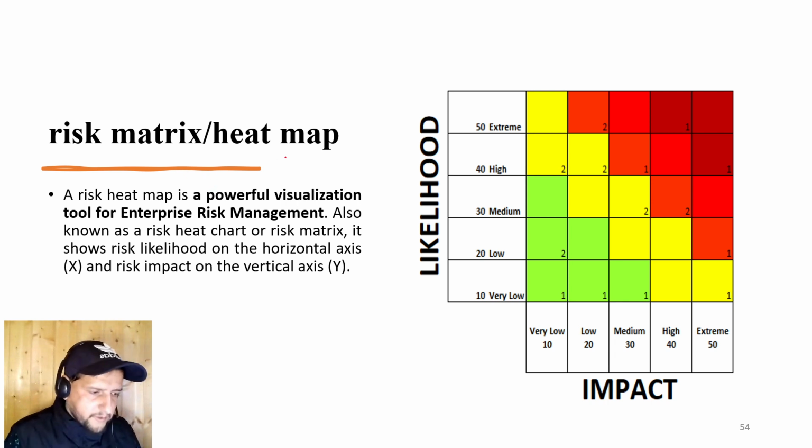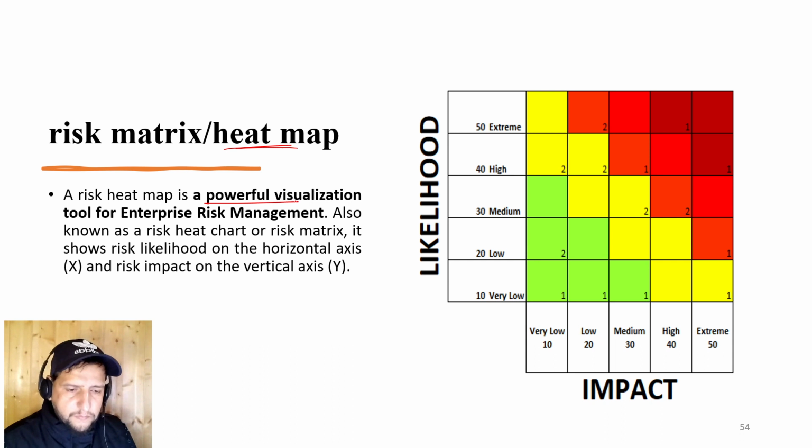Risk matrix, this is a heat map. This is different than a wireless heat map. It's a powerful visualization tool for enterprise risk management, also known as a risk heat chart or risk matrix. It shows risk likelihood on the horizontal axis and impact on the vertical axis. So, is it low? Is it medium? Is it critical? Is it high? This is high here. This is medium and this is low.